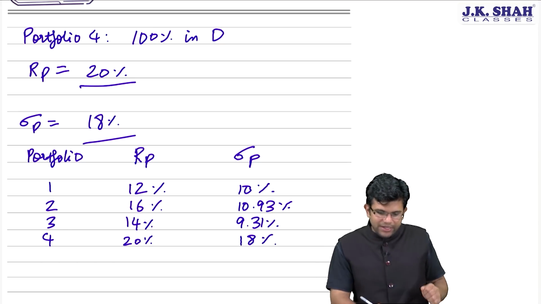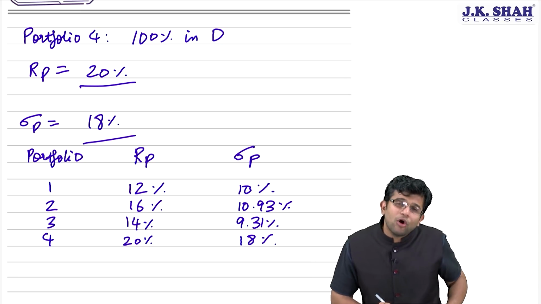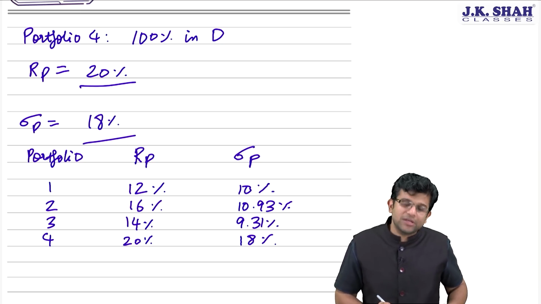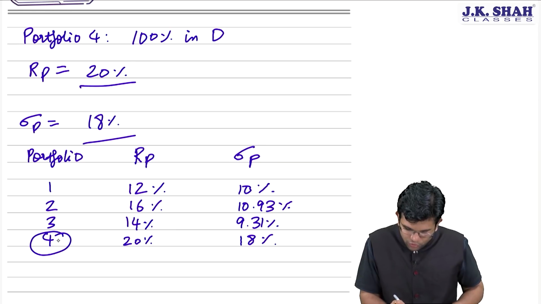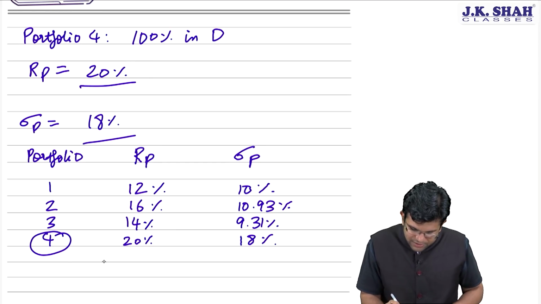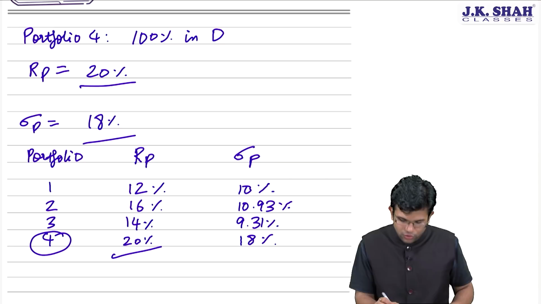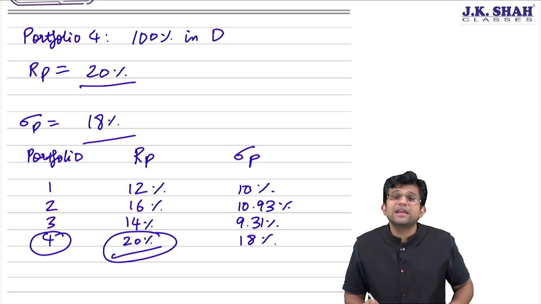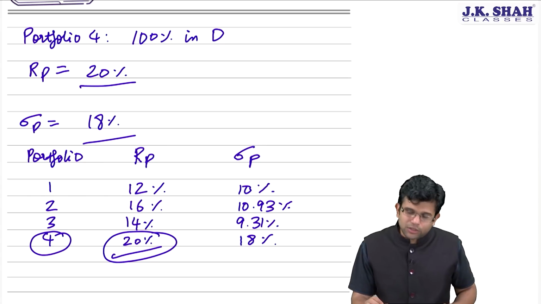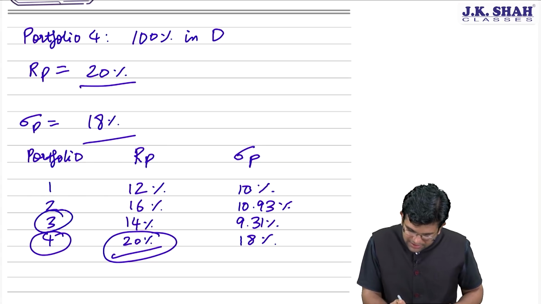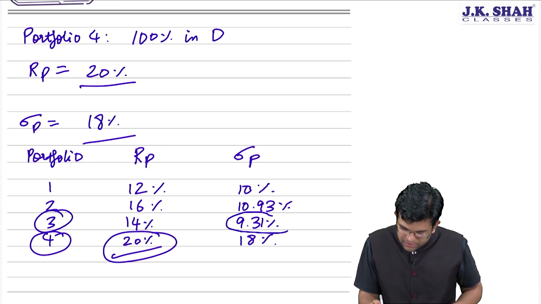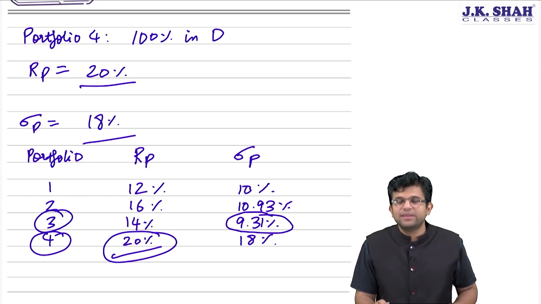Now students, come on, tell me, from the point of view of return, RP, what is the best one? The best one is portfolio 4. Yes, so from RP's point of view, the best one is portfolio 4 because it is giving us the highest RP, that is 20%. And from the point of view of risk, students, portfolio 3 is the best because it is offering the lowest risk, that is 9.31.